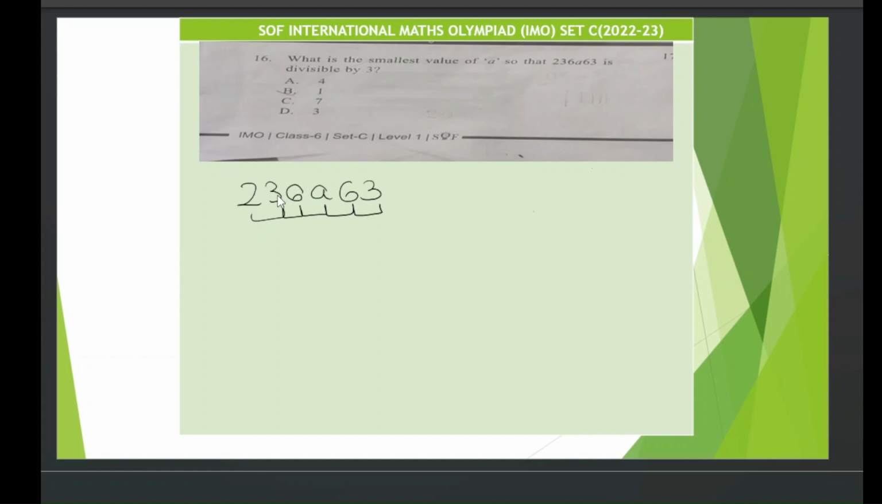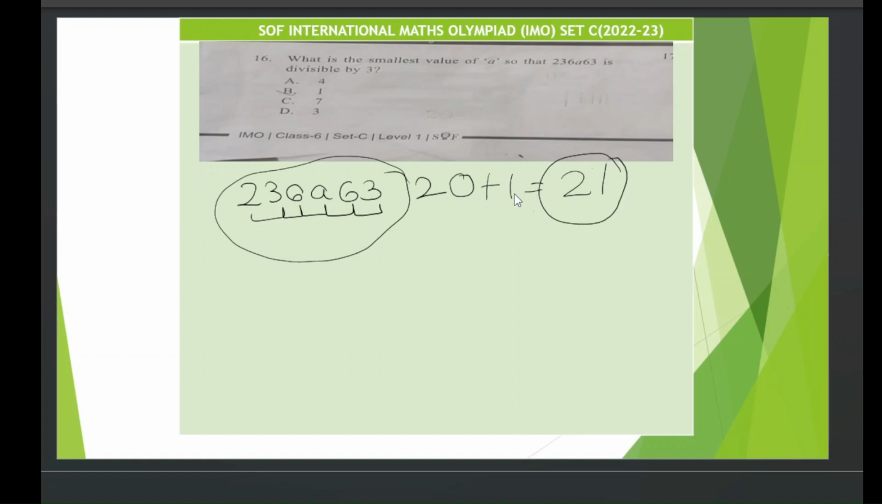2 plus 3 is 5, 5 plus 6 is 11. Then let's leave this A for now. 11 plus 6 is 17, 17 plus 3 is 20. So what could be the smallest value of A so that this entire number becomes divisible by 3? Obviously, it has to be 1, right? Because 3 sevens are 21. If we consider A to be the smallest value, then the sum should be 21.